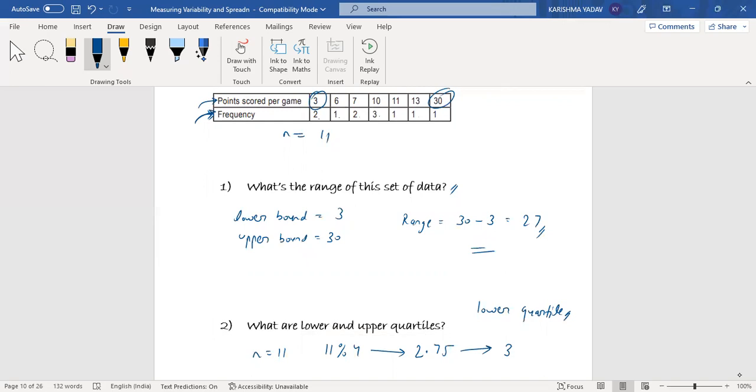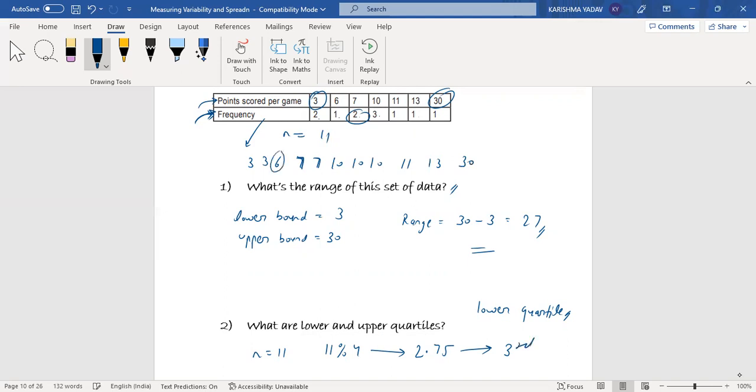This means we need the value at the third position. If we arrange them in ascending order, then 3, 3, 6, 7, 7. As this is the frequency, each value is repeated accordingly. Similarly for the rest: 10, 10, 10, 11, 13, 30. Now which one is the third position?